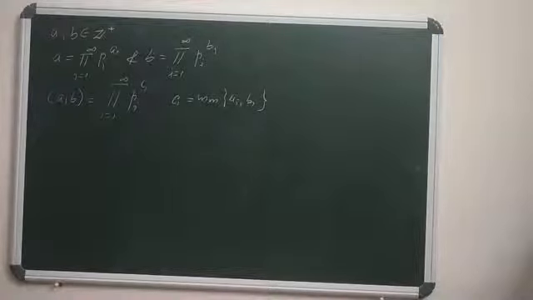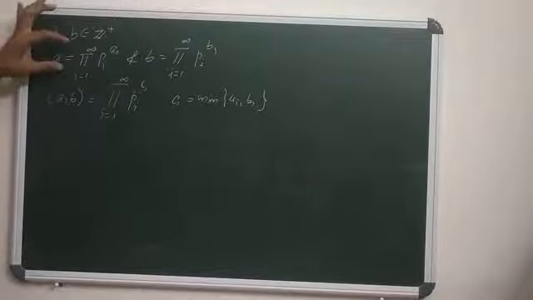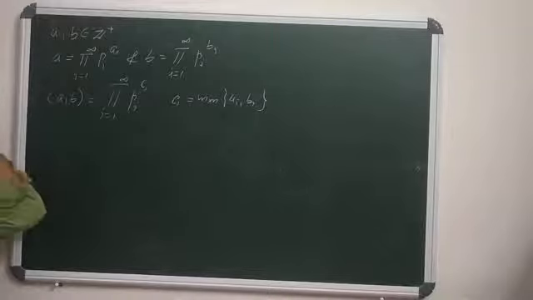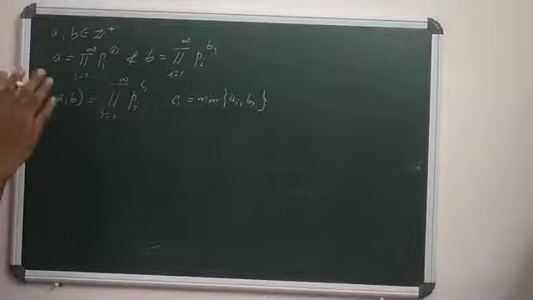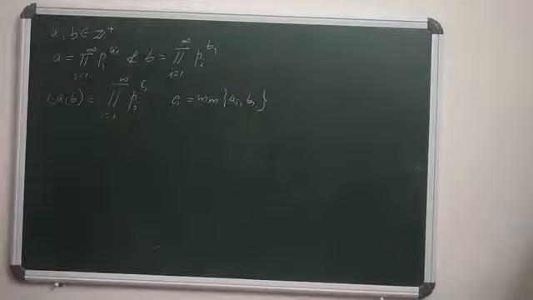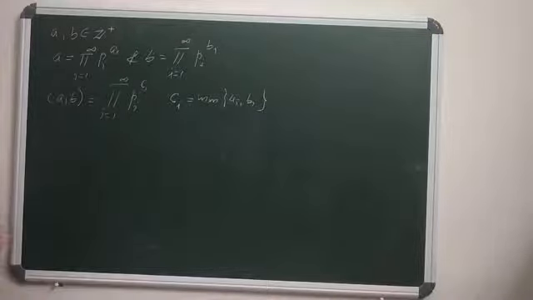If a and b are positive integers with factorizations a equals the product of pi power ai and b equals the product of pi power bi, then their GCD, the greatest common divisor of a and b, has the factorization product, i ranges from 1 to infinity, of pi power ci. What is ci? ci is the minimum of the exponents ai and bi. How to prove this one?